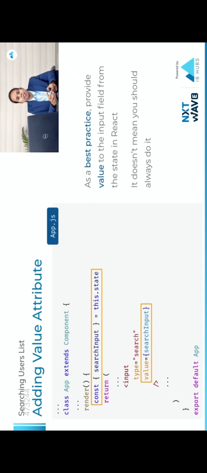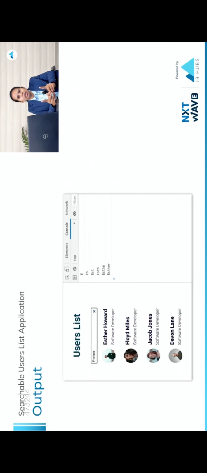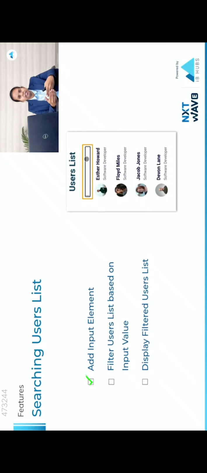So here we have accessed the search input, and appropriately we'll update the value here. So value equal to, which is searchInput. Okay, so we have updated here. So this step is done. With this we can see this output we have already seen, right? So adding the input element is done.